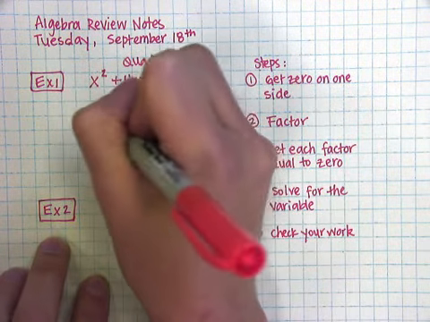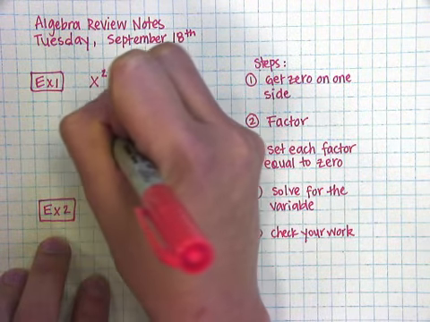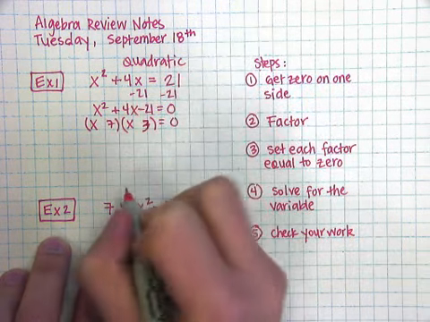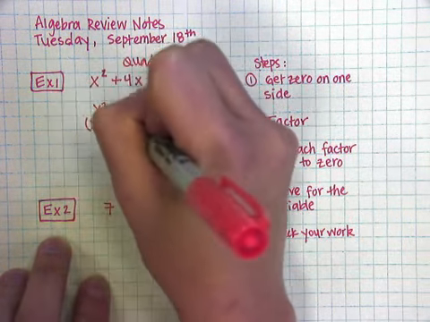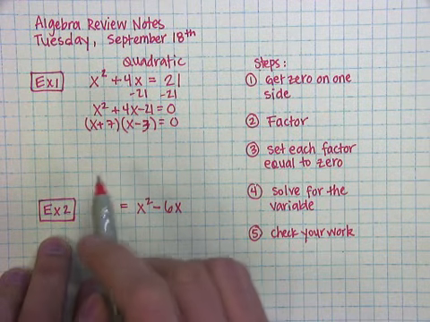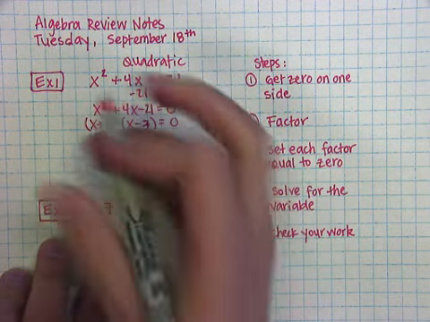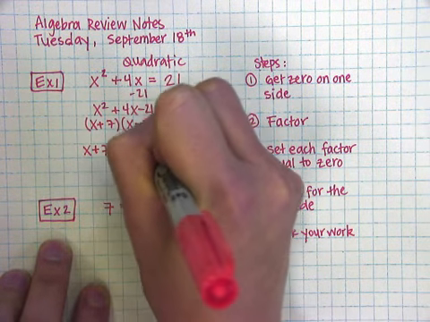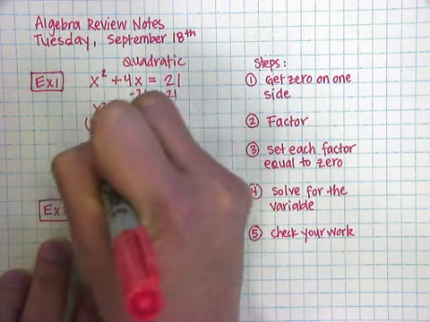Let's see. I know that 7 times 3 gives me 21. And, oops, that's not a 3. Let's see. And if I make this a plus 7 and a minus 3, that should work out, because plus 7 and minus 3 really does give me 4 in the middle. After I factor, I need to set each factor equal to 0. And then I need to solve.